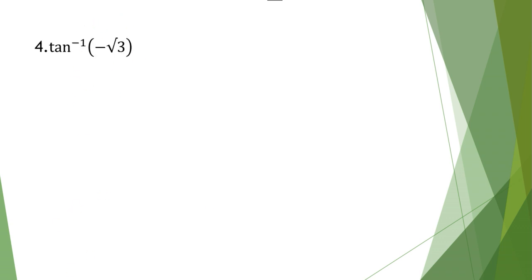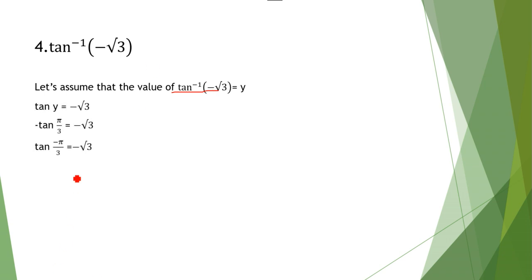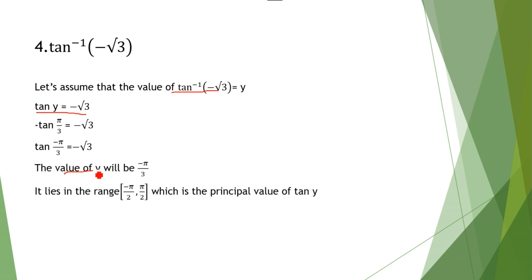Next is tan inverse of minus root 3. This is the basic assumption which we make. We do have a negative over here, so let's see. Tan y is equal to minus root 3. This is also an odd function. We have a minus root 3 over here, and we know that tan pi by 3 is equal to root 3. So we put a minus in front on both sides. This is an odd function, so it can be written as tan of minus pi by 3 is equal to minus root 3. So the value of y will be equal to minus pi by 3.